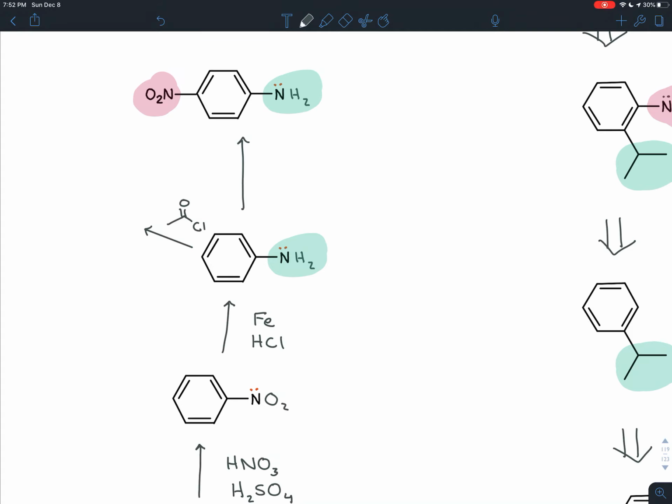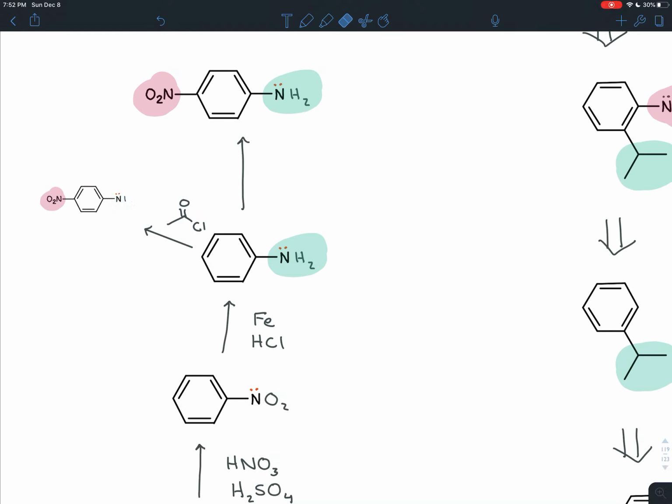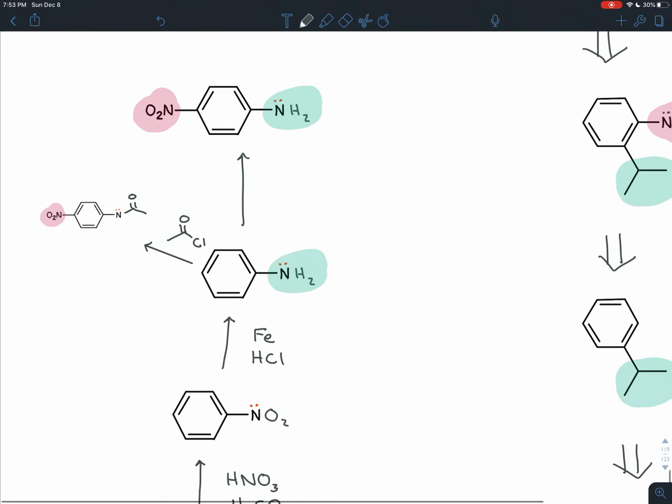Here, if we treat this, this will act as our nucleophile. This is our leaving group. We do a nucleophilic acyl substitution. What that would give us would be that molecule there. Notice that the nitrogen added to this group and replaced the chlorine.